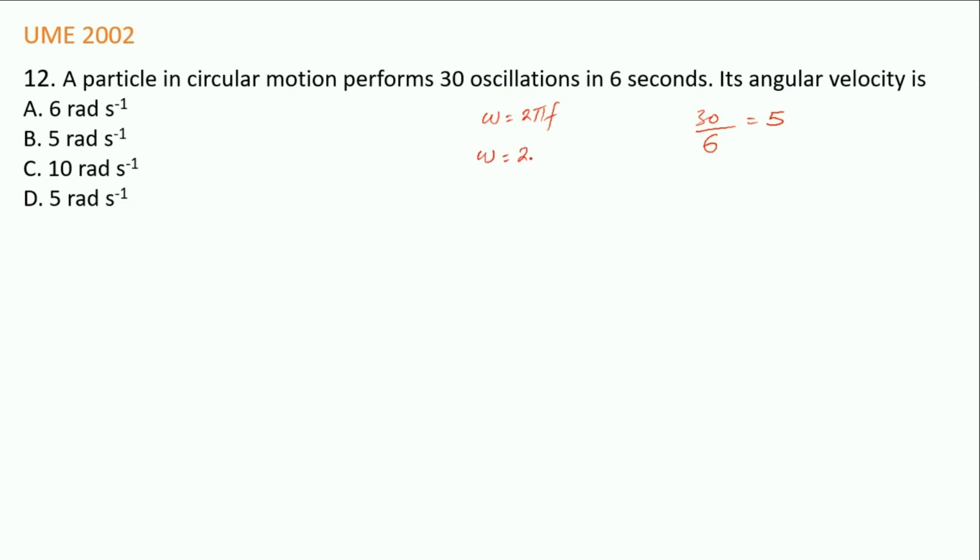So omega is going to be 2 pi times 5, which is 10 pi radians per second, and that should be option C. But from what I can see here, there's no pi in there. I believe this must have been a typographical error.